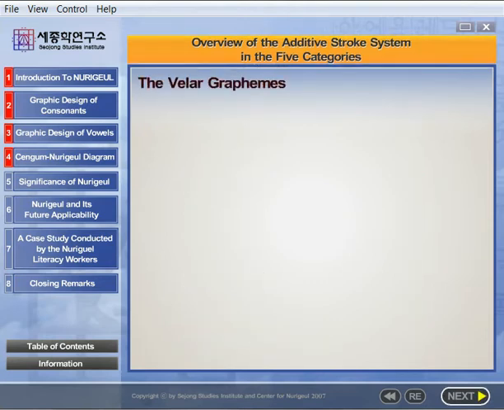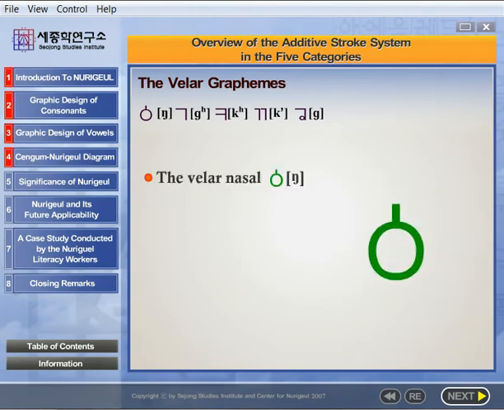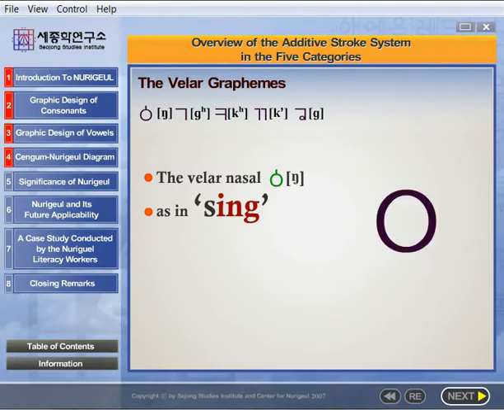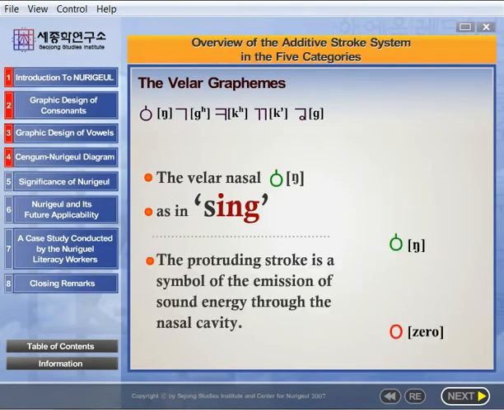Additive stroke system of the velar graphemes. The velar nasal, as in sing, is formed by engrafting a vertical stroke on top of the throat grapheme. The protruding stroke is a symbol of the emission of sound energy through the nasal cavity.